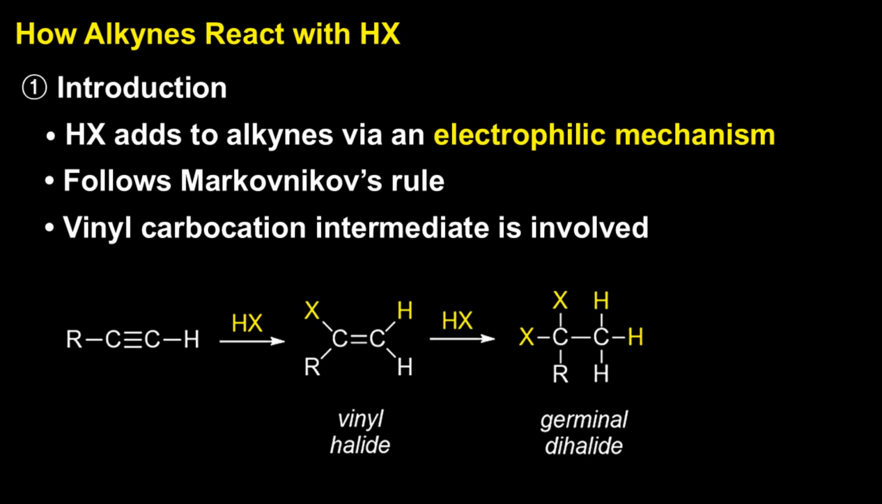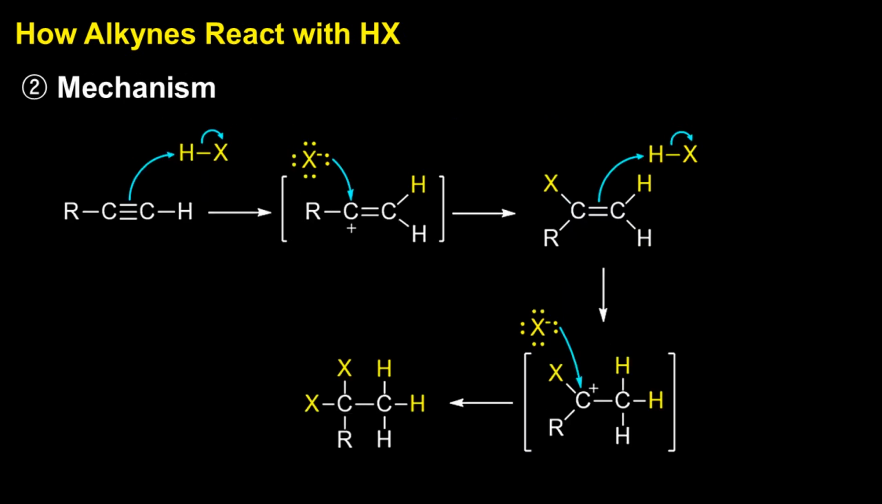The first addition gives you a vinyl halide. Then the second one gives you a geminal dihalide, with both halogen atoms landing on the same carbon. And along the way, we form a vinyl carbocation intermediate, which is super important for controlling where each atom ends up. That's what drives the regioselectivity of the whole reaction. Now let's take a closer look at how the mechanism works.